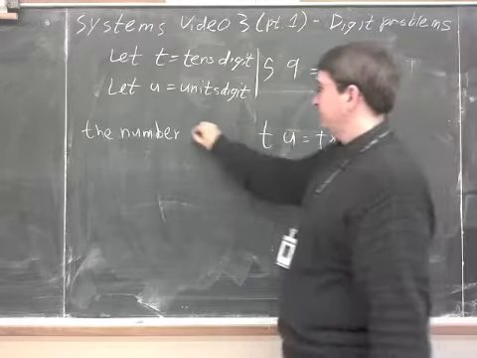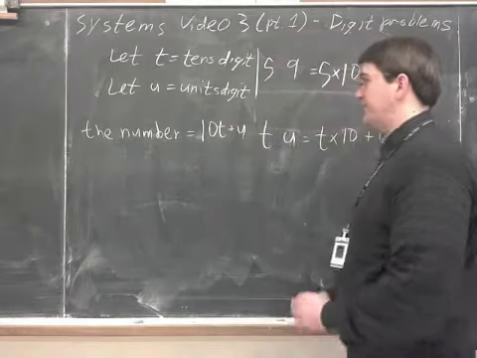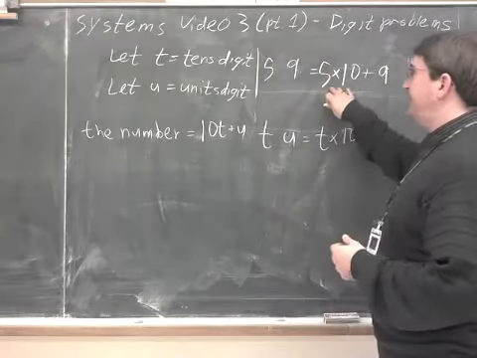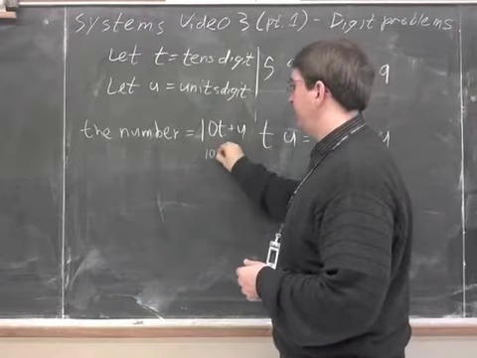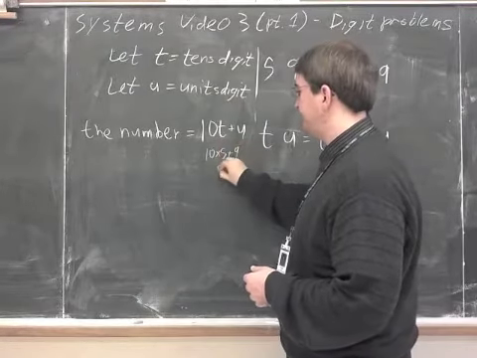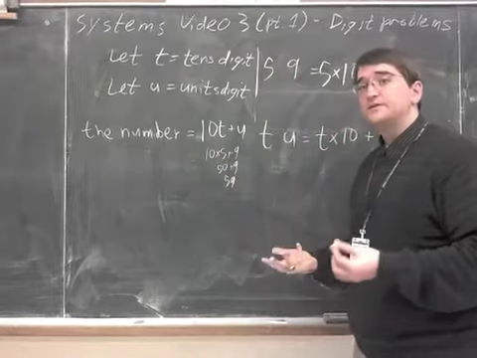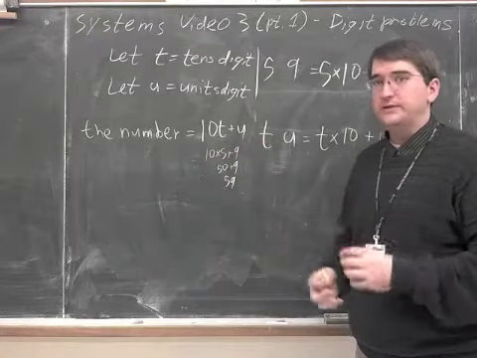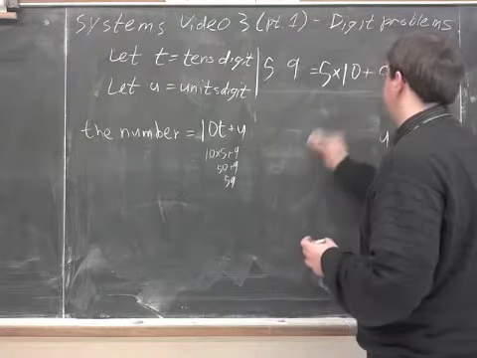So to rearrange this a little bit, the number we can describe as 10t plus u. Because if t is 5 and u is 9, then we get 10 times 5 plus 9, so 50 plus 9, which is 59. So this is a way that we can write the actual number that the t and u give us as the 2-digit number in question.